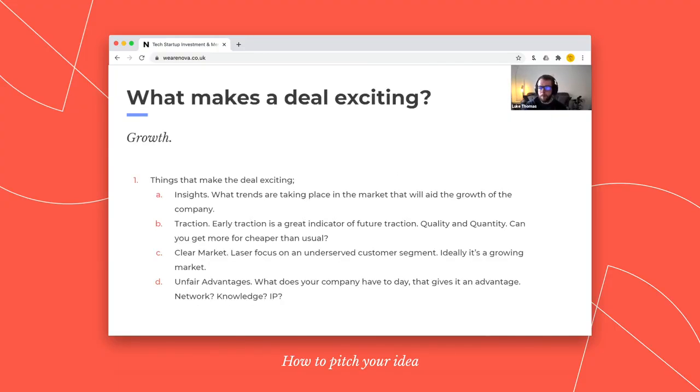So what makes a deal exciting? The simple answer is growth. There are many different factors that will help you grow or help evidence your future growth, but they all come back to growth, really. Why do you think your company is going to grow faster than your competitors? That's ultimately the question.